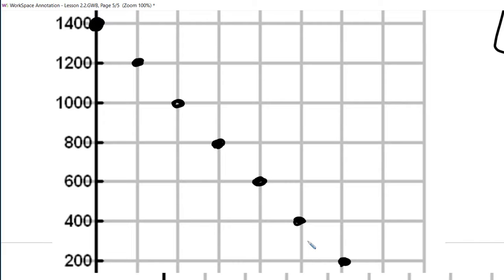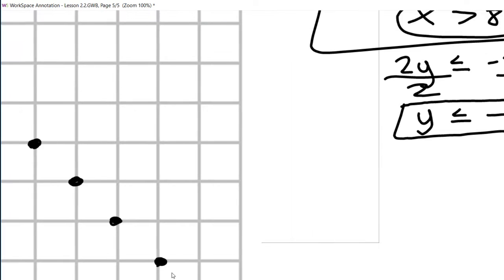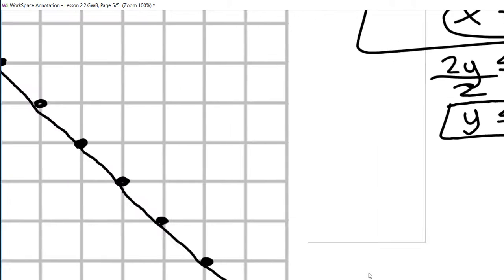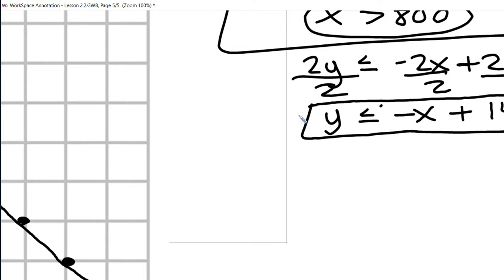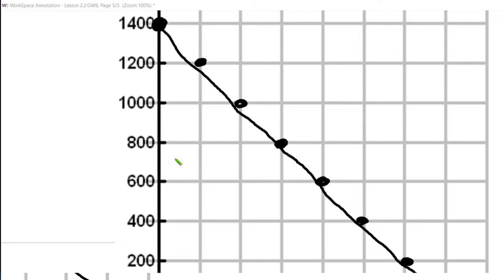Now, I have to decide, will this be a solid line or a dashed line? Yeah, this is equal to, so it needs to be solid. So go ahead and connect those points with solid lines. Then you'll have to decide, do I shade up or down? So looking at my symbol, if it's a less than, do I shade up or down? Down. So this triangle gets shaded. Remember, your first shading needs to be light.